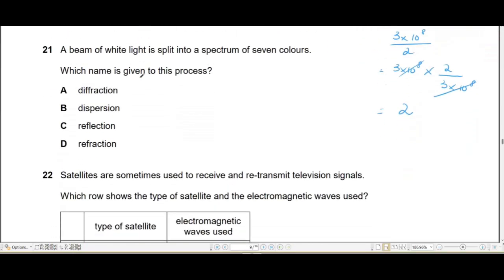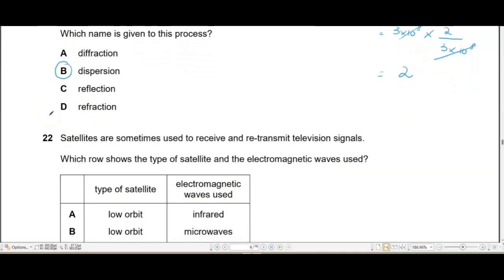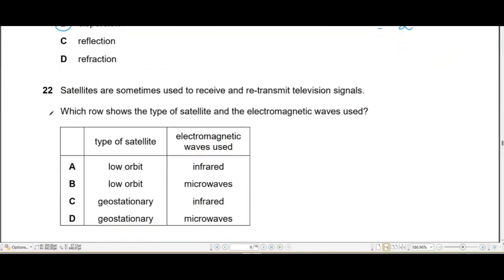Question number 21. A beam of light is split into a spectrum of 7 colors. What is the name given to this process? This process is called dispersion of light. The splitting of light into its constituent colors is dispersion.